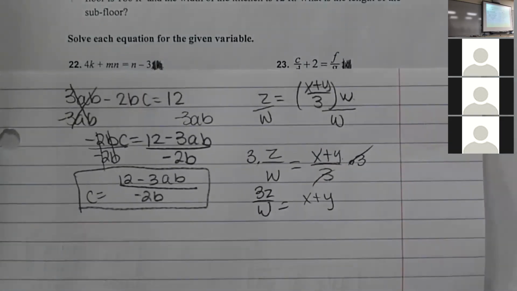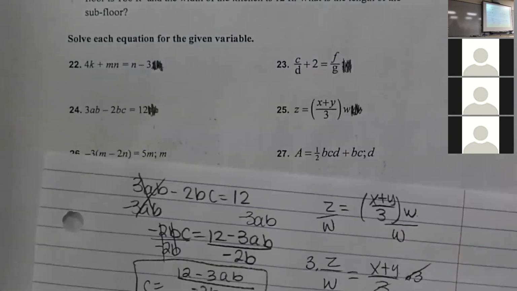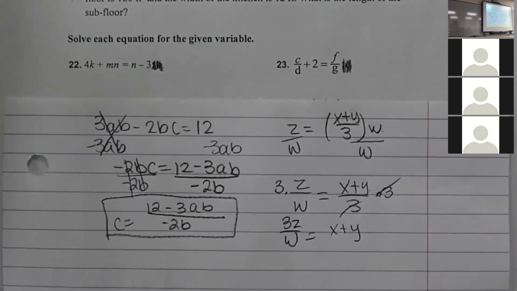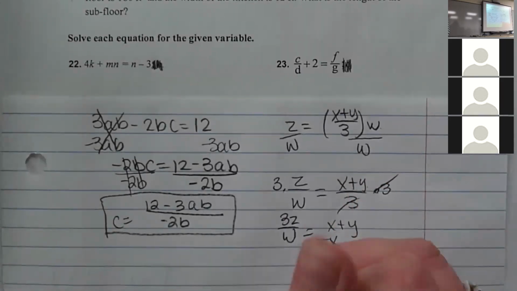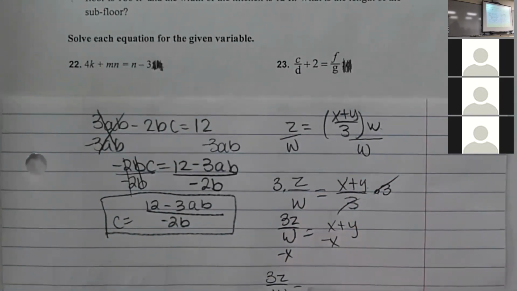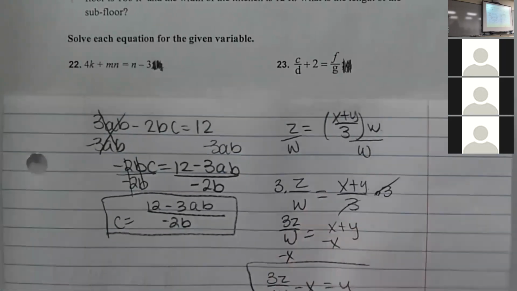Almost got x by itself. What do I need to do? Or y by itself. Which one am I solving for? Y. Okay. What do I need to do with my x? Subtract it. So I have 3z over w minus x equals y.